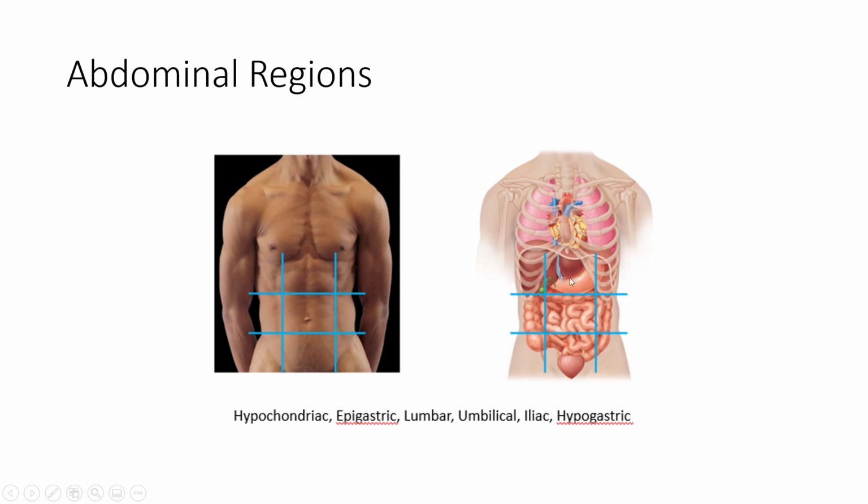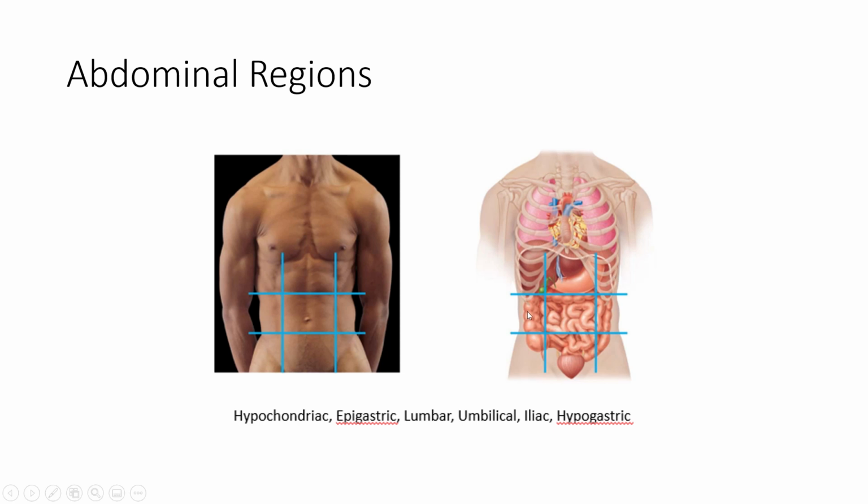In the middle would be the epigastric. Epi means on top of, and gastric is talking about the stomach, so on the surface of the stomach, epigastric. And then here is the left hypochondriac region.